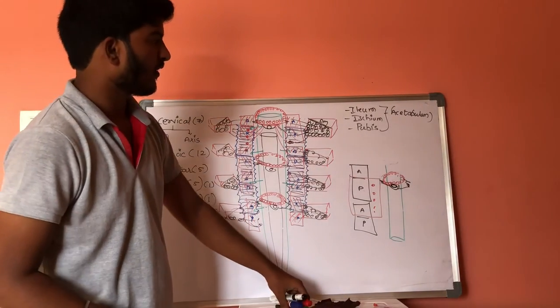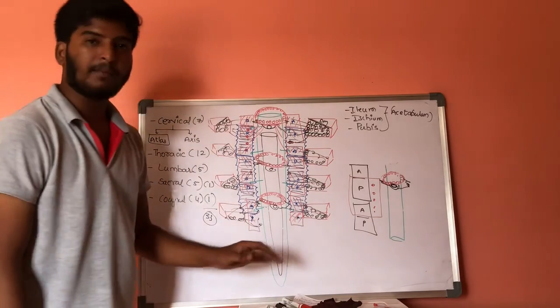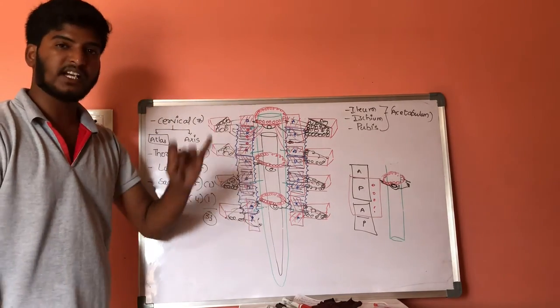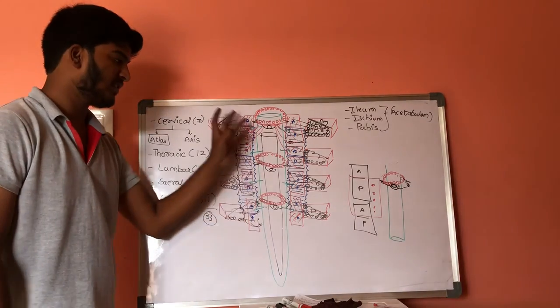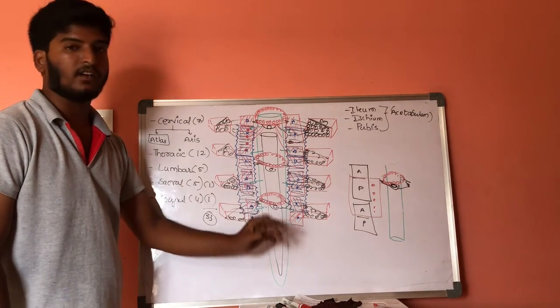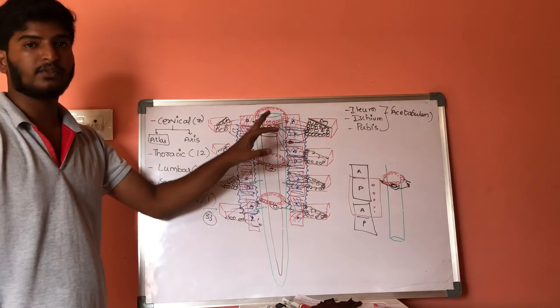So these are some important topics about development of the skull, development of the vertebral column, and development of the spinal cord or vertebral column, and development of arms.